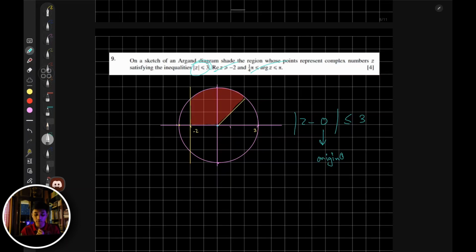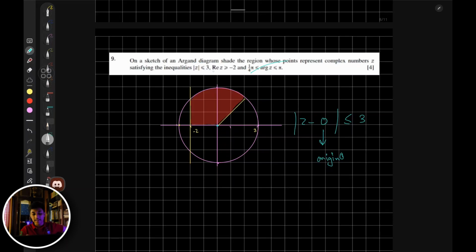Where is the origin? Over here. You've done that? Great. Now they're telling you that the radius or the distance between the origin and the complex number z is always supposed to be less than or equal to 3. If that is the case, you draw a circle with radius 3 and center 0, 0. So I've drawn that. This is the circle with radius 3. Great. That is the first part.